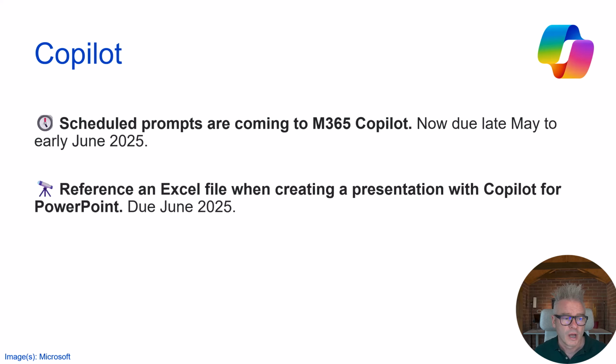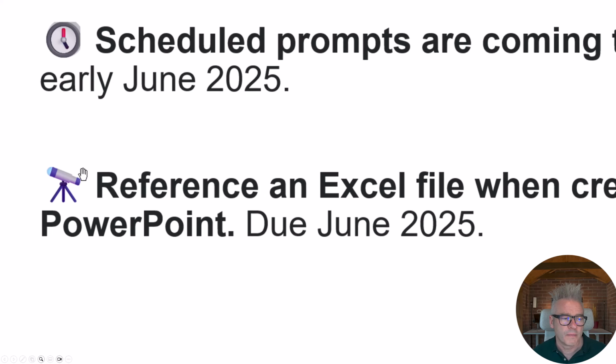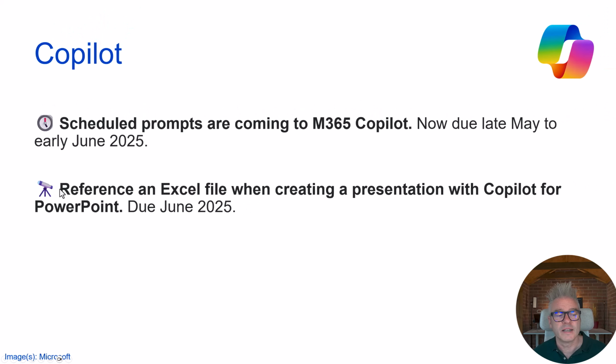Scheduled prompts are running late as well, coming to Copilot late May to early June, so anytime now for you. Now, just a reminder that this icon means that it's a little bit further out. These are from the 365 roadmap.